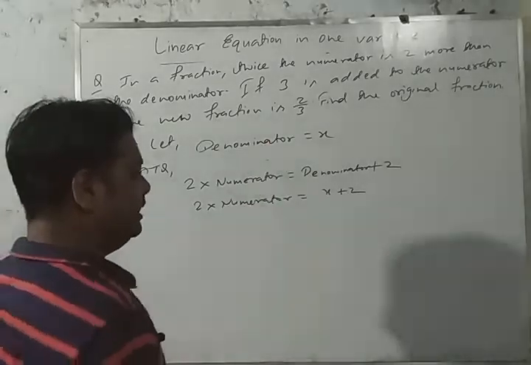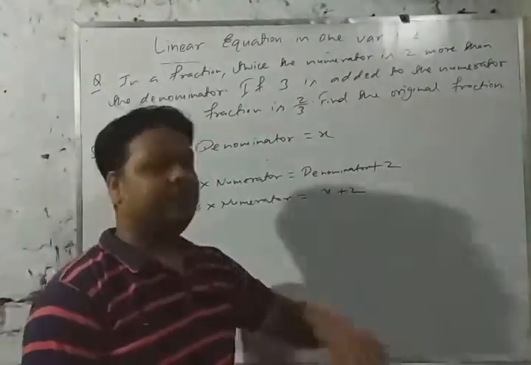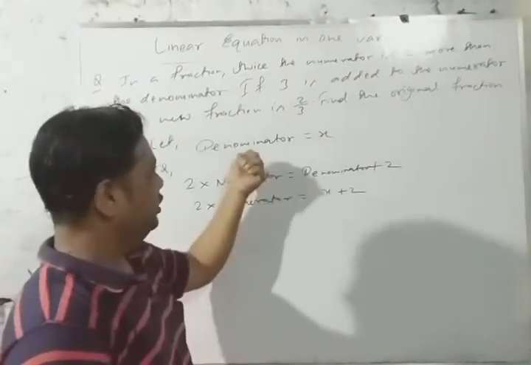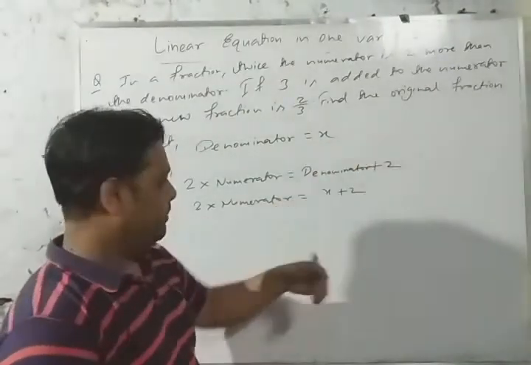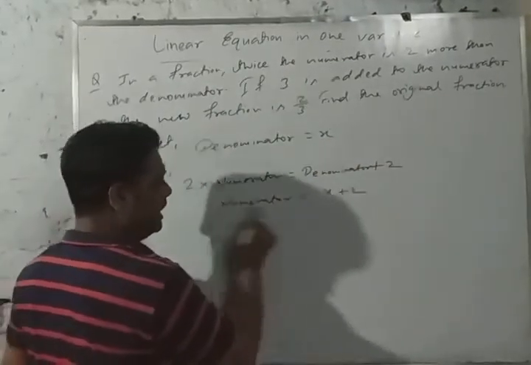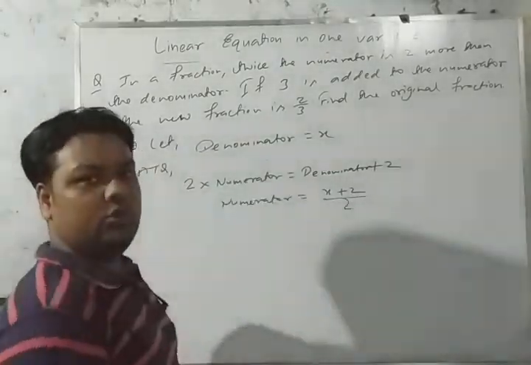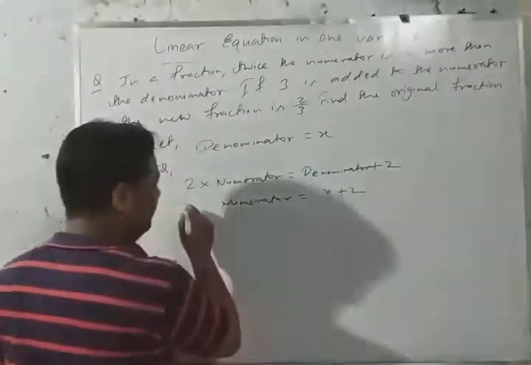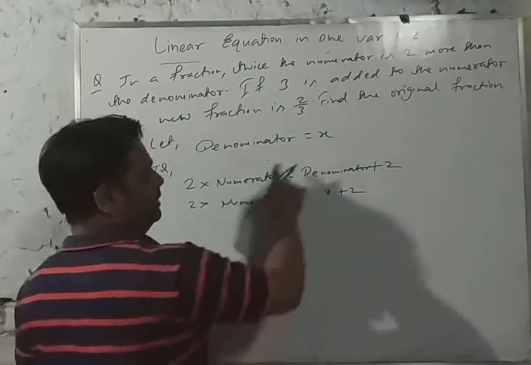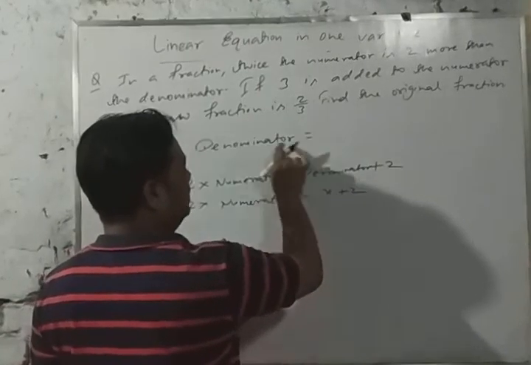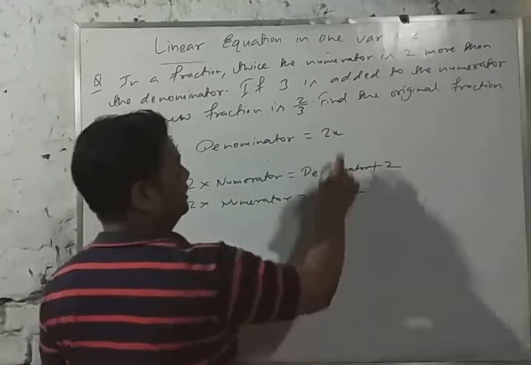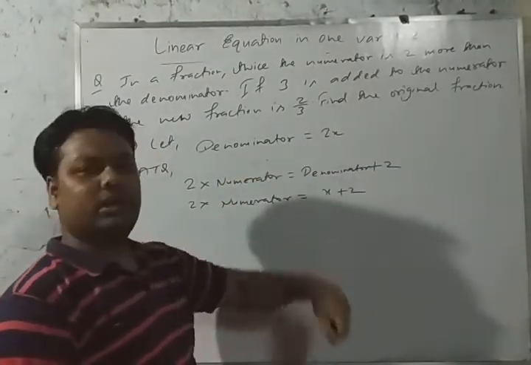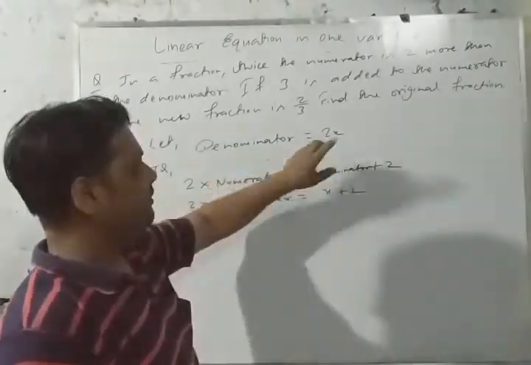Then 2 will go that side, and it will come in division form. But then it will be very difficult to find the answer if the denominator is a linear term x. If you find the numerator, 2 goes that side and it is in divisional form, so it will be very difficult. Then how can we solve that type of question? Instead of x, if we write 2x, we can take the denominator as 2x.